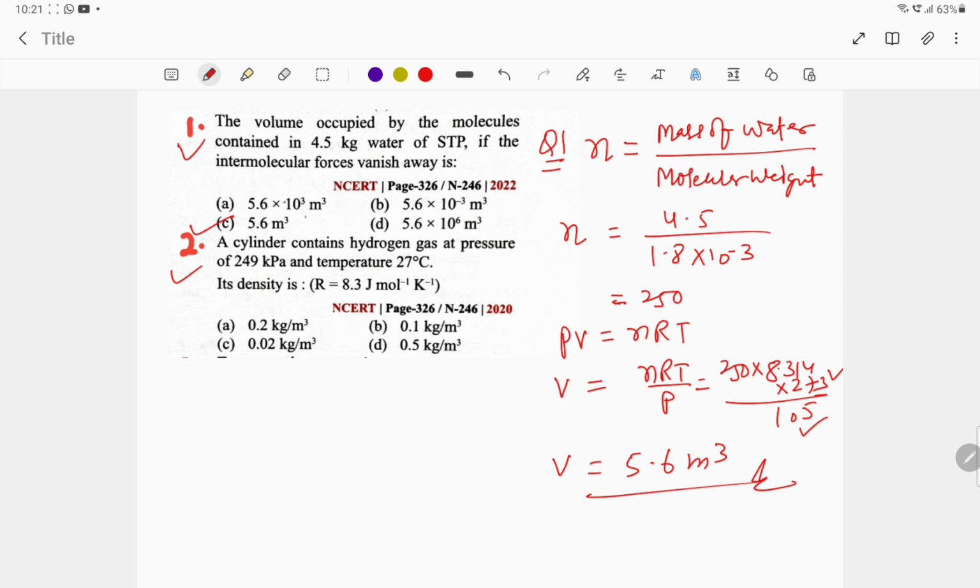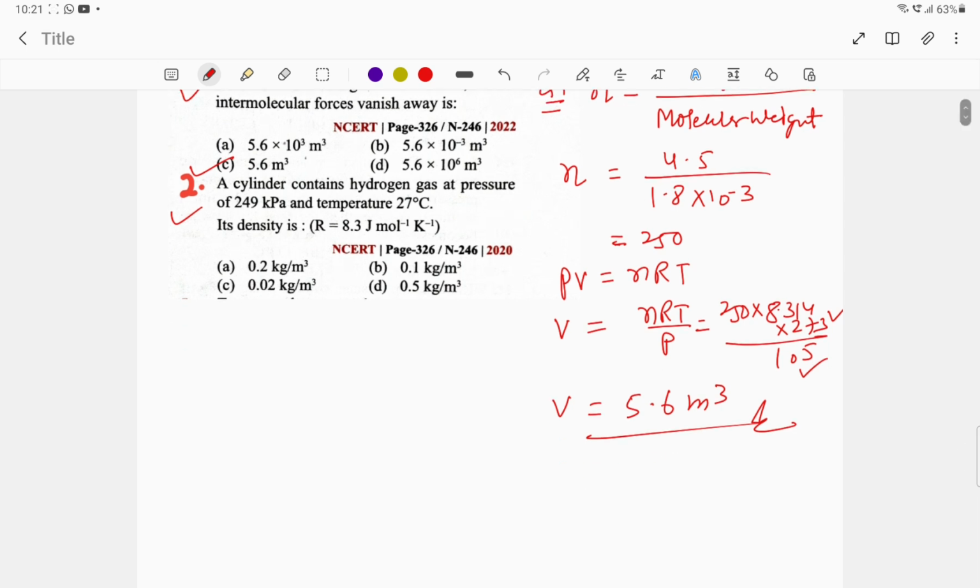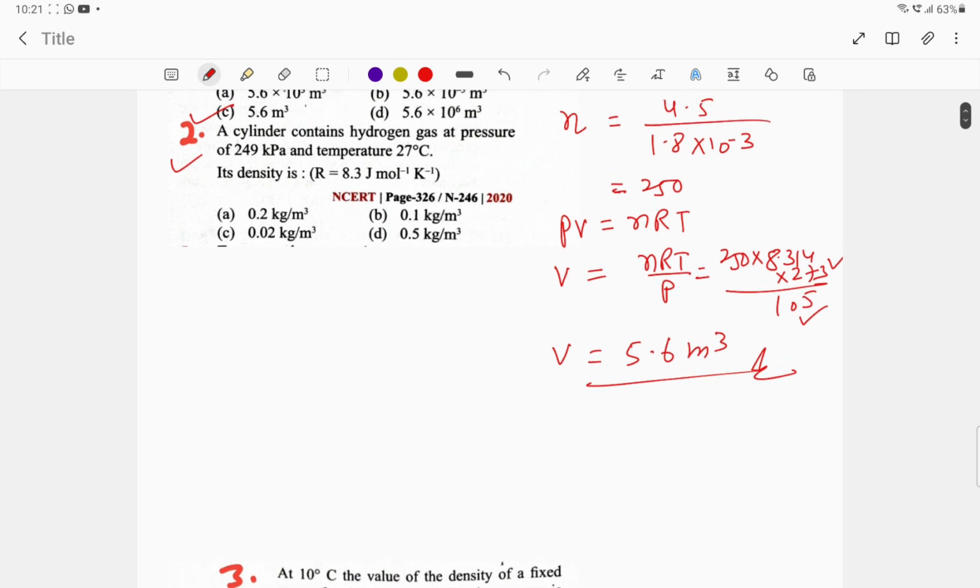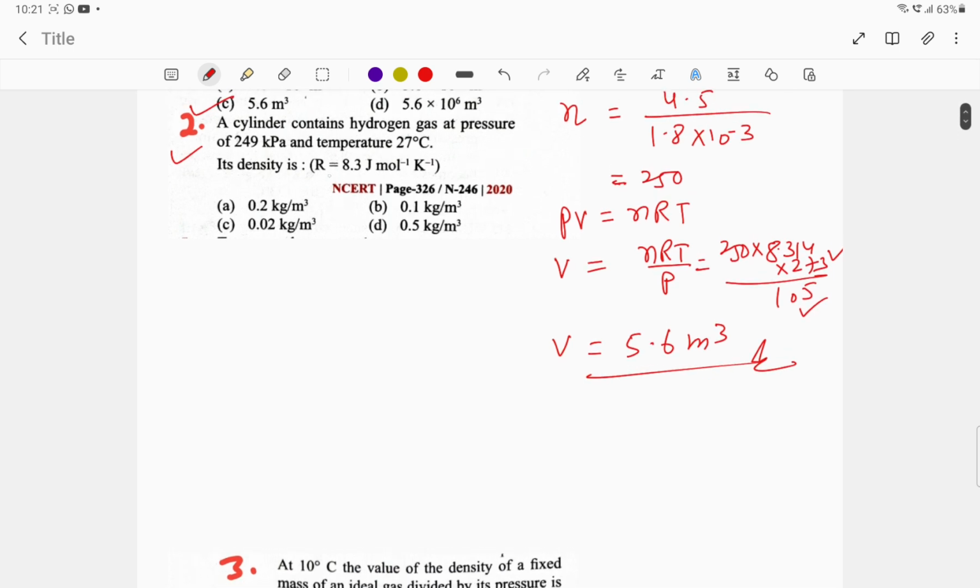A cylinder contains hydrogen gas at pressure of 249 kilopascal and temperature 27 degree Celsius. Density आपसे यहाँ पे पूछा है. So given है क्वेश्चन नंबर 2 में pressure is equal to 249 kilopascal, and so kilopascal is equal to 249 into 10 to the power 3 Pascal. Pascal is Newton per meter square.